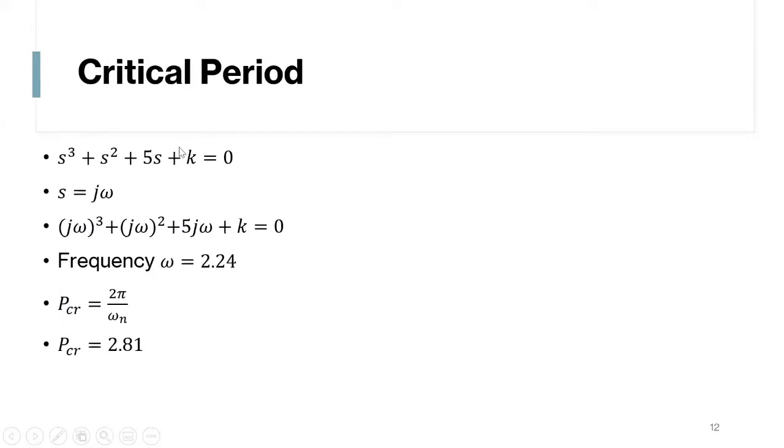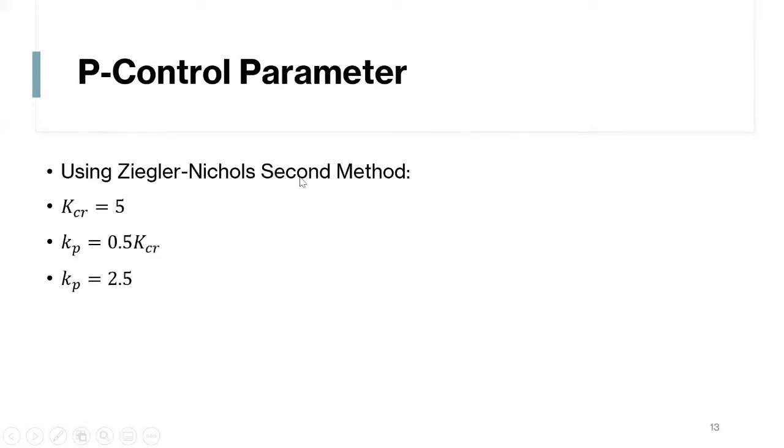Using again our characteristic equation and turning S into jw, we can find our frequency, which we can then use to find our critical period. The critical period and the critical gain will help us to find our parameters for our PID and PI controllers. You can see here the critical gain.